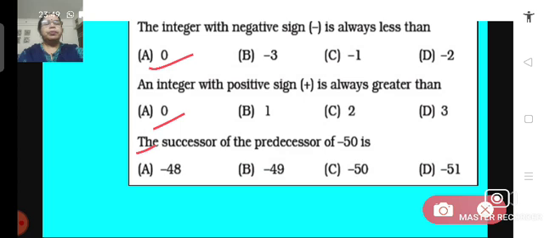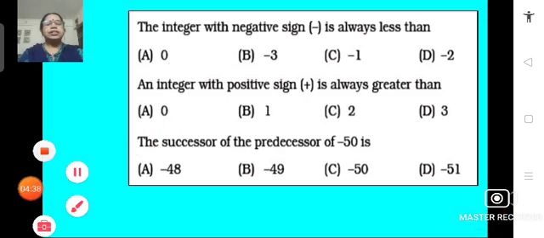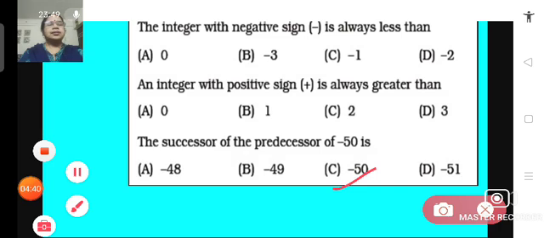Next question is the successor of the predecessor of negative 50 is, we have 4 options here. Now what will be the predecessor of negative 50? The predecessor of negative 50 will be negative 51. Now the successor of negative 51 will be negative 50. So the answer for this is negative 50. Option C is the correct answer.